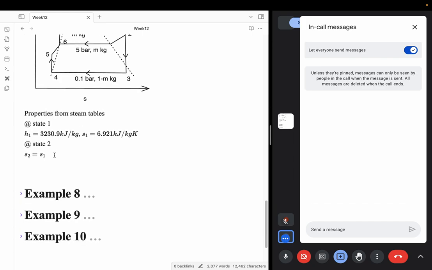So all we need to do is, at 5 bar pressure, we have Sg greater than S2. So we are in the superheated state.